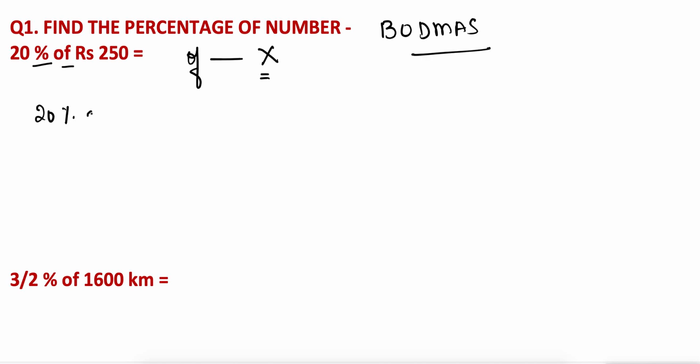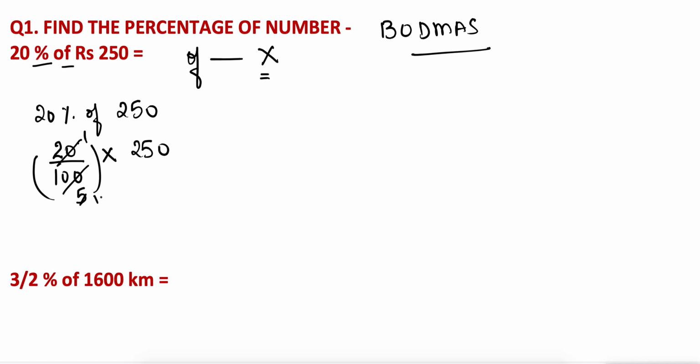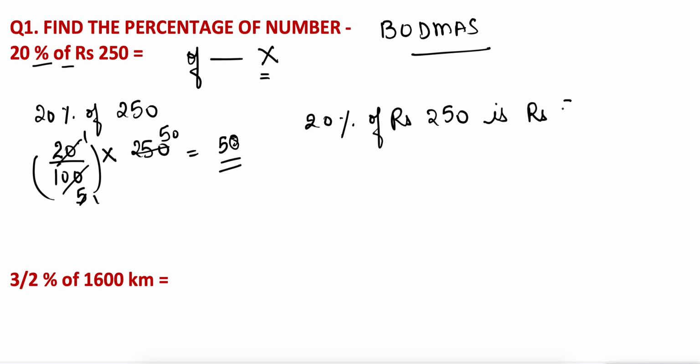So 20% of 250, first we'll remove the percentage sign. To remove the percentage sign, we have to divide by 100, and "of" becomes multiplication: 20 by 100 multiplied by 250. Now let's simplify it. 20 by 100 is 1 by 5. Now 5 ones are 5, and 5 fives are 25. So the answer here is 50. So 20% of rupees 250 is rupees 50.